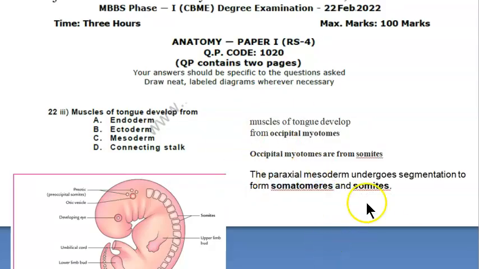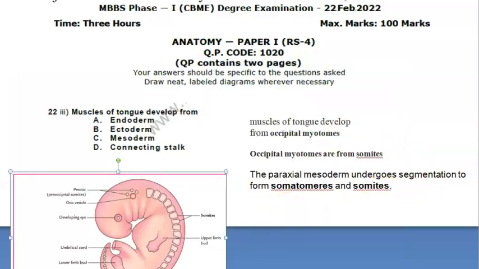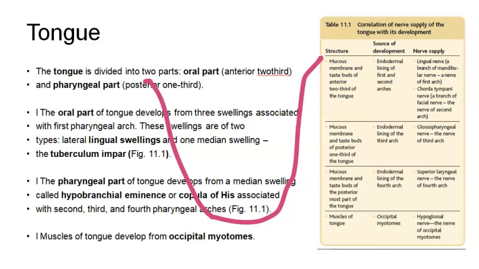Okay, now some diagram they have shown here, we'll just look at it. These are the somites they have shown. Very important word here for you currently, somites. So they have asked you the development of the tongue, correct? So look at this tongue. We'll draw a nice pinky tongue. Okay, so this is the tip of the tongue.